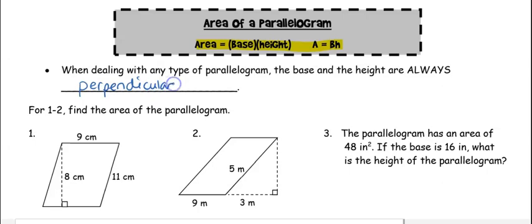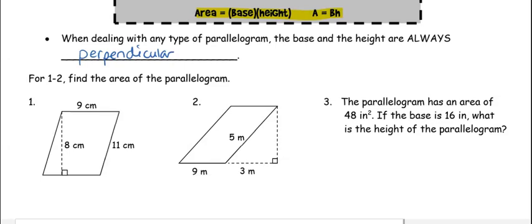That's going to be important because in a square and a rectangle, everything is perpendicular, so I don't have to think about it. When it comes to parallelograms, I need to be careful to make sure that I'm using the 2 pieces that run perpendicular to each other. So our area formula for our parallelogram is base times height. I want to look at the 2 numbers that run perpendicular, so the 2 numbers that form that right angle. So in this diagram, the 8 is going to be our height, the 9 is going to be our base.